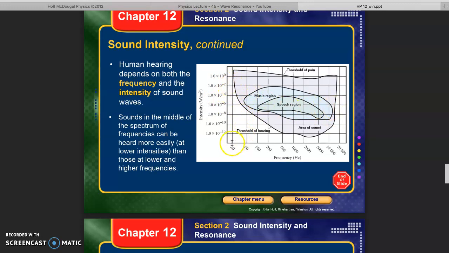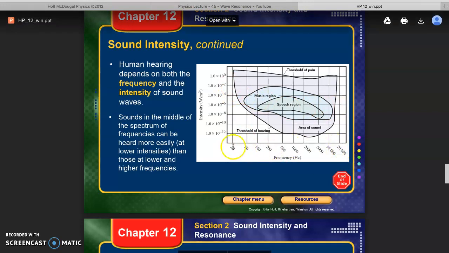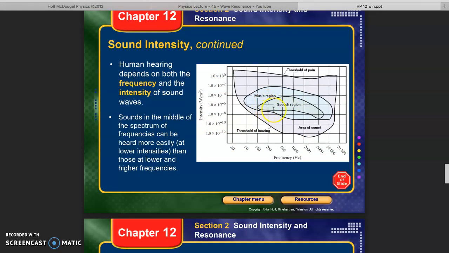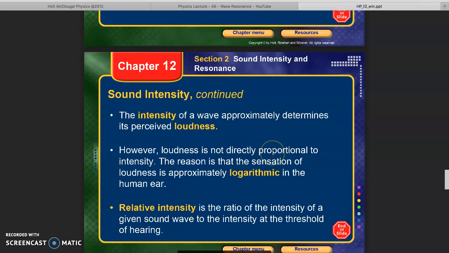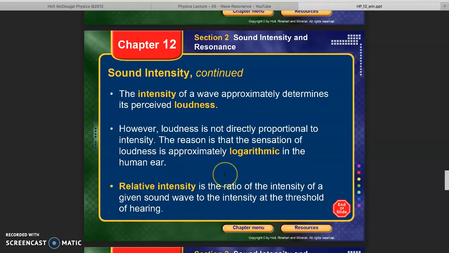That's the 20 to 20,000 hertz where we played with our frequencies. Now we're also putting in intensity. Whenever we're talking, our speech region is going to be in this area. Some people have higher voices and some people have lower voices. Some people speak at a higher volume or a lower volume. This is the music region, because usually you play music much louder than you speak, and you also have different frequencies with music because you have instruments. And then over here is the area of sound. So sound can pretty much be between these frequencies and those intensities. So the intensity of a wave approximately determines its perceived loudness.